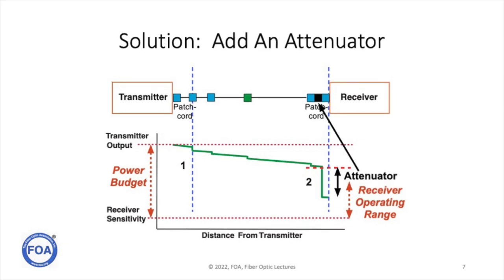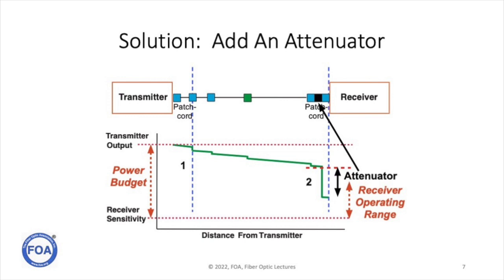The solution is to put an attenuator in the cable plant, and we always put the attenuator at the receiver end, and there's two reasons. One is that if the attenuator causes any kind of reflectance, it won't affect the transmitter. But more importantly, it means that we can use a power meter at the receiver to measure the optical power and determine that it's within the range of the receiver.